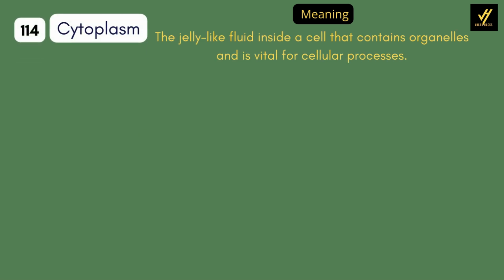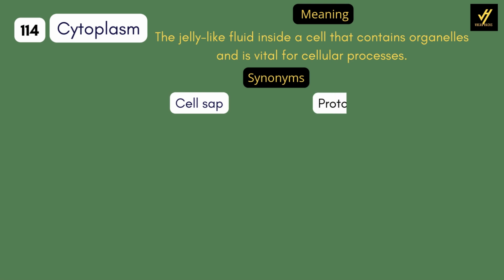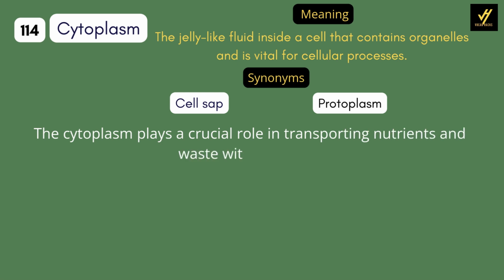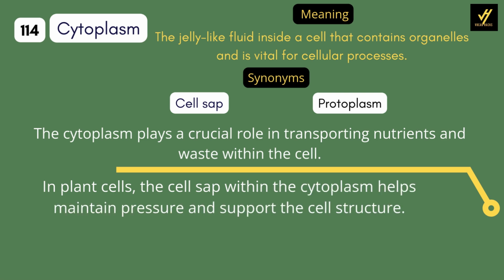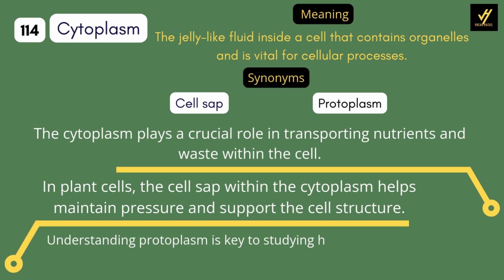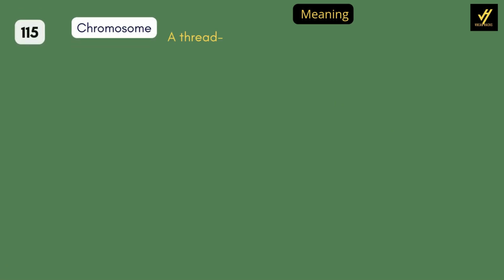Cytoplasm, the jelly-like fluid inside a cell that contains organelles and is vital for cellular processes. Cell sap, protoplasm. The cytoplasm plays a crucial role in transporting nutrients and waste within the cell. In plant cells, the cell sap within the cytoplasm helps maintain pressure and support the cell structure. Understanding protoplasm is key to studying how cells function and interact with their environment.